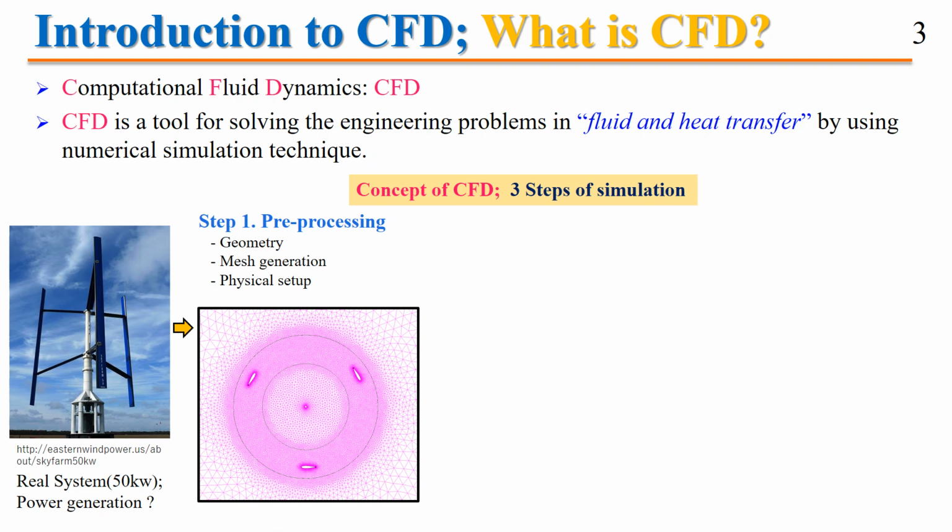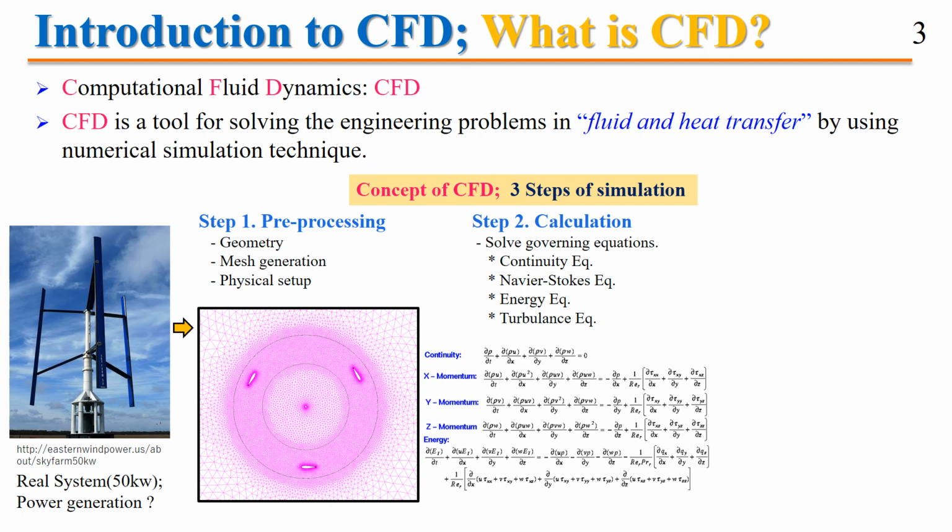And you should set up the operating conditions. What is the wind speed? What is the rotational speed? This is an example of the physical setup in the pre-processing step. After you set up your model, the second step is the calculation.